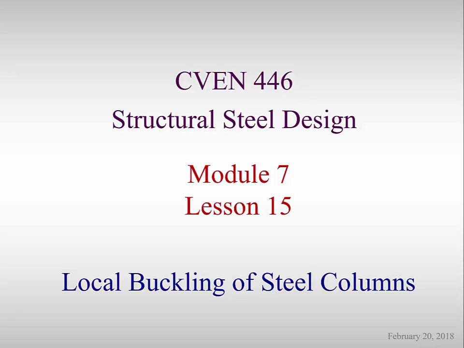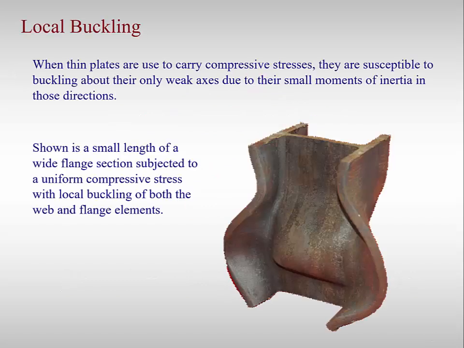Lesson 15 focuses on the local buckling of steel columns. A column must also be designed to prevent local buckling. When thin metal plates are used to carry compressive load, they are susceptible to buckling about their own weak axis due to the relatively small moments of inertia about those directions.